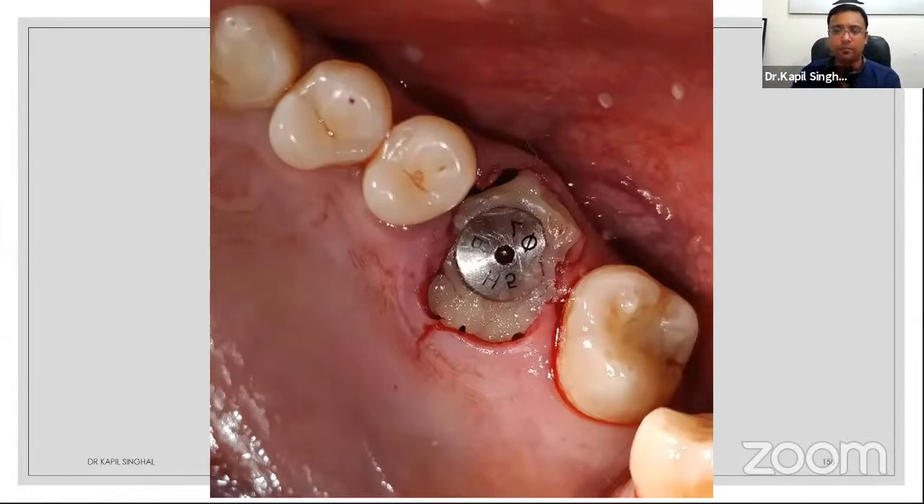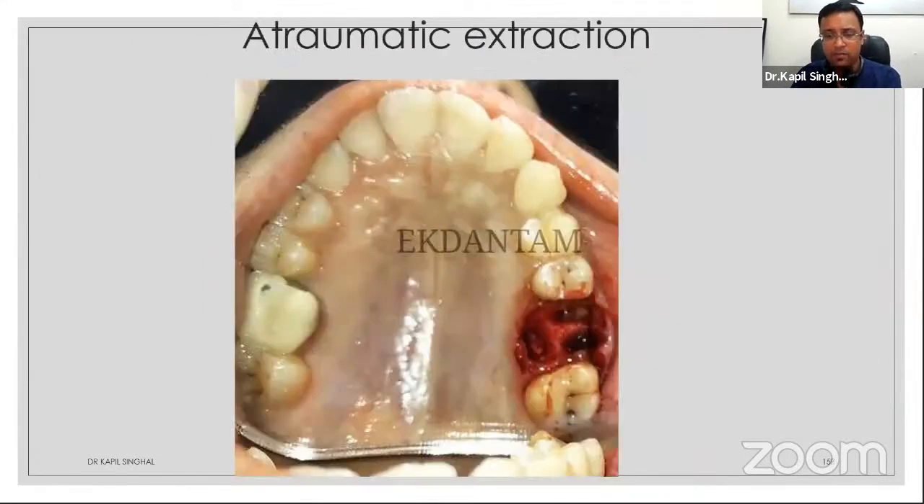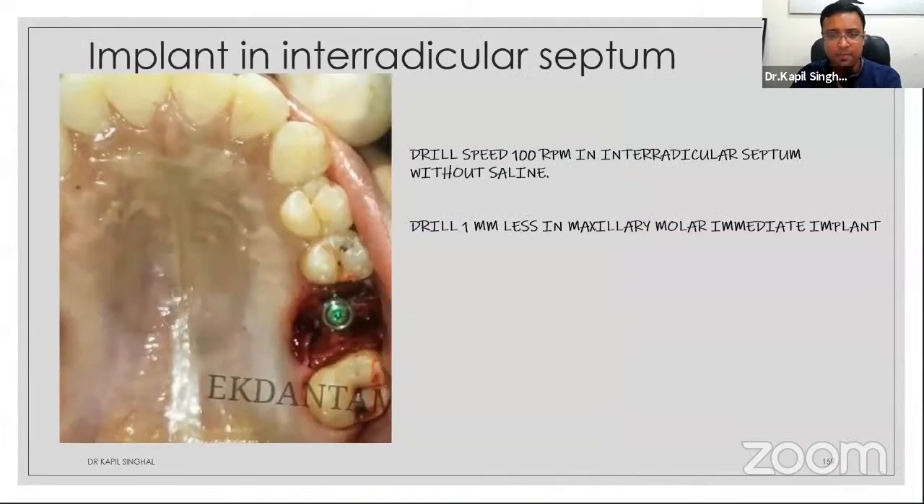Okay, another case, a failing tooth, same, we can see the sockets, and we place the implant exactly in the center in the interdental septum. Achha, one more very important thing when you're doing a maxillary molar immediate implant: always drill 1 mm less. Suppose I want to place an implant of 5 mm, so my last drill will be 4 mm. Why? Because already the density of bone in maxillary molars is very low, and it is an extraction socket. So if you drill more, you will not get primary stability.